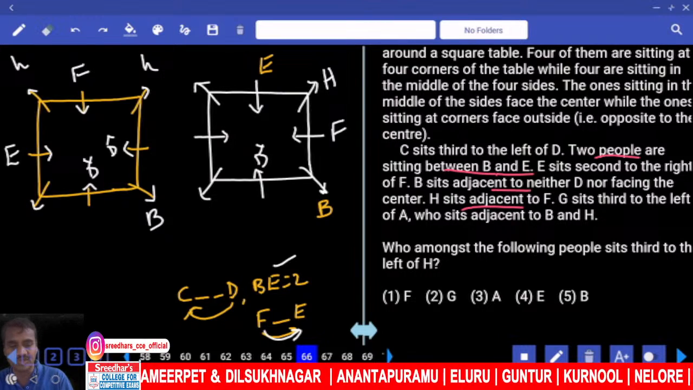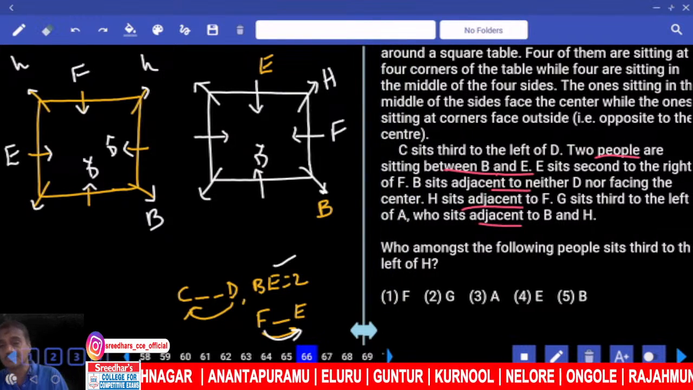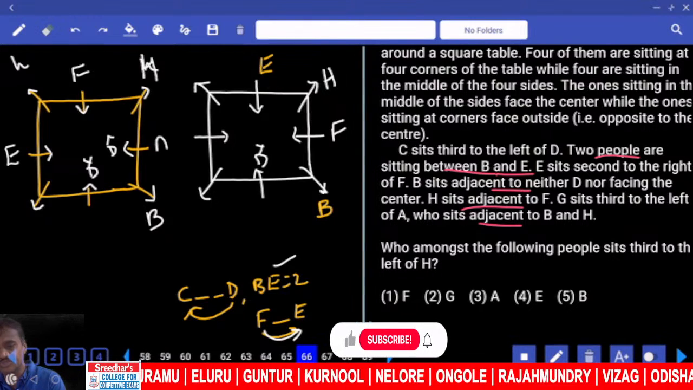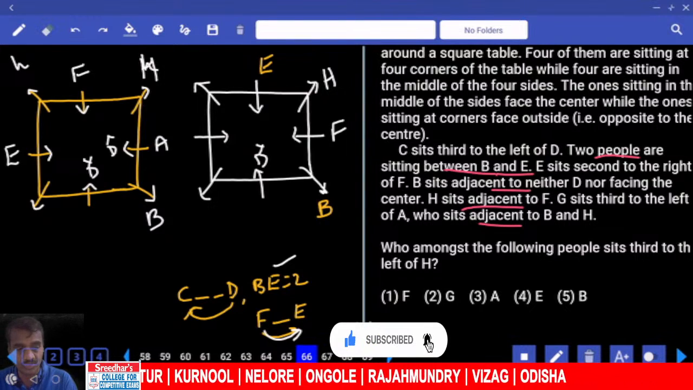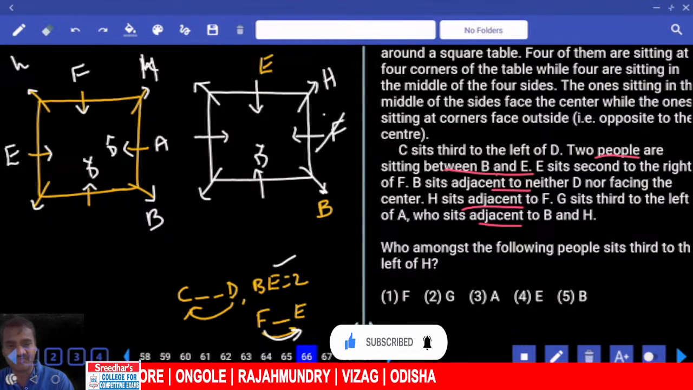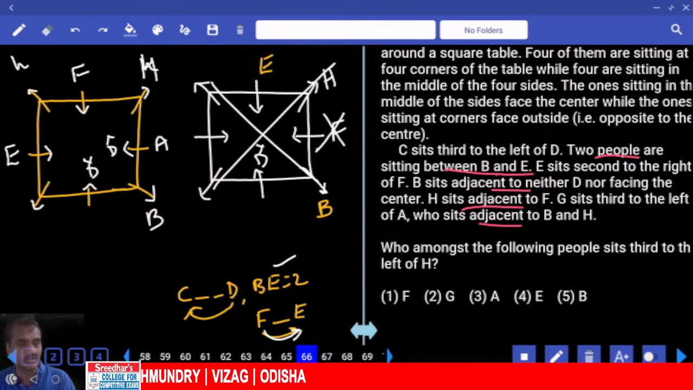G sits to the left of E. Who sits adjacent to B and H? Now A is adjacent to B and H. H is here. A is adjacent to both these 2 persons. As A is adjacent to both B and H, here F is adjacent to both B and H but not A. So this case is completely ruled out. Now we are left with only one case.